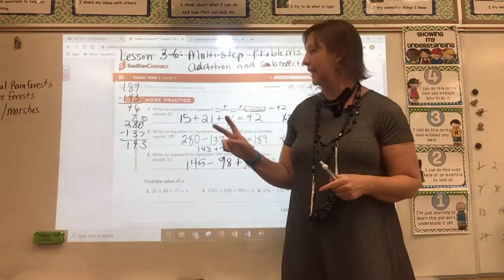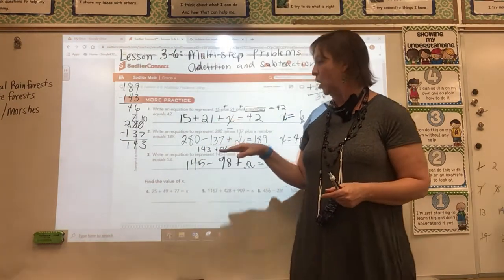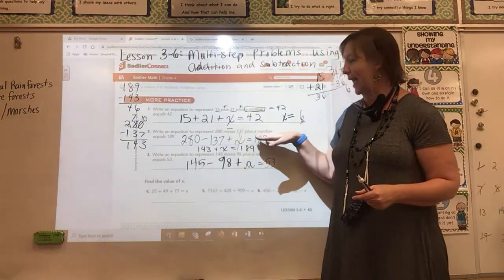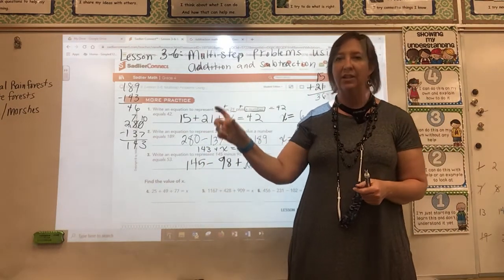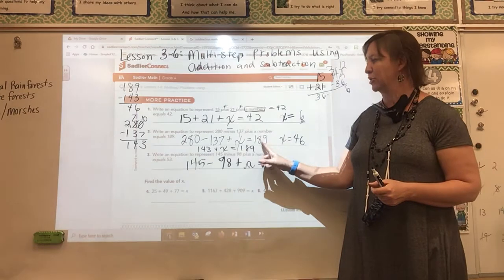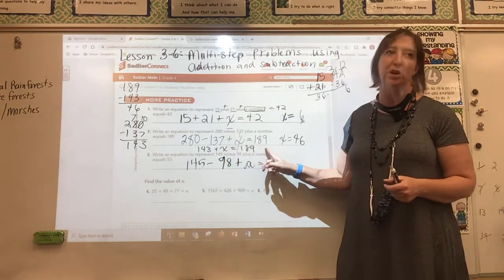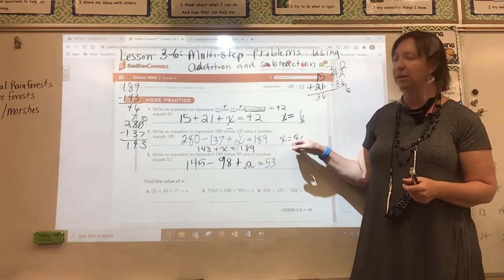Does everybody see how we solved those problems? We did the addition first, then the subtraction, and then you subtracted your first answer from your other answer to come up with what your variable is.